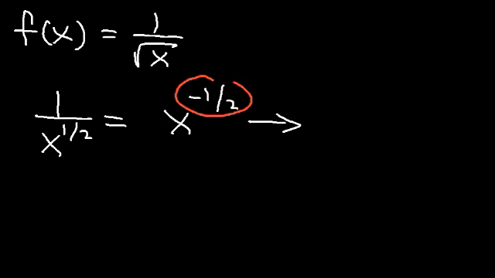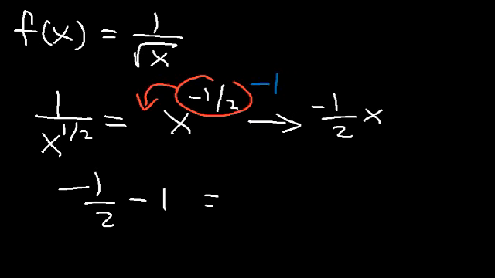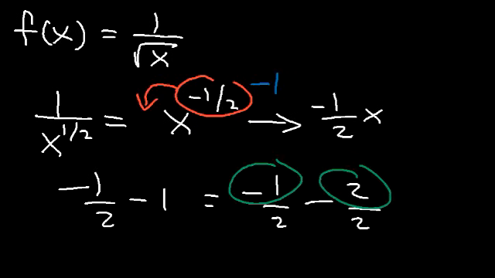So we're going to take the exponent, move it to the front. So it's negative 1/2 x, and then subtract the exponent by 1. Negative 1/2 minus 1 is the same as negative 1 over 2 minus 2 over 2. And negative 1 minus 2 is negative 3. So this is negative 3 over 2.